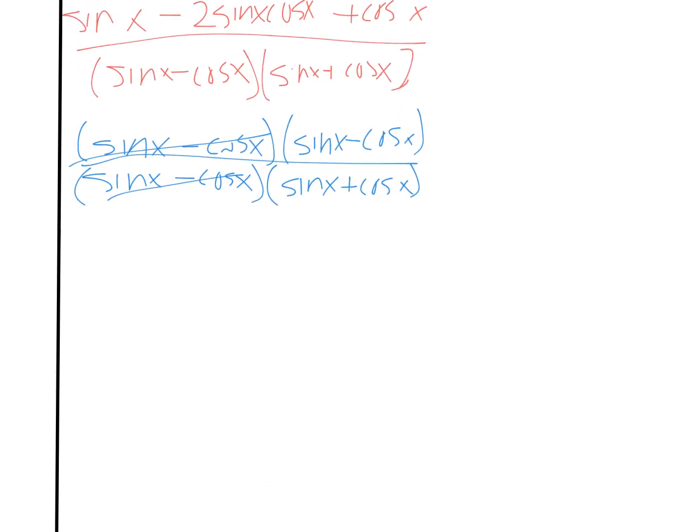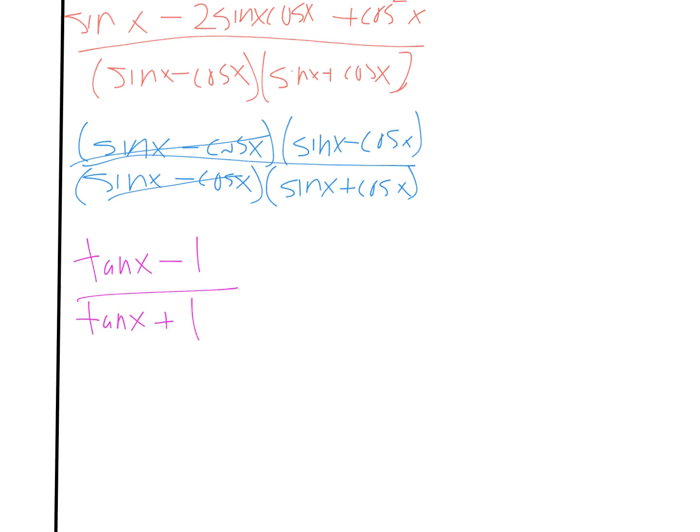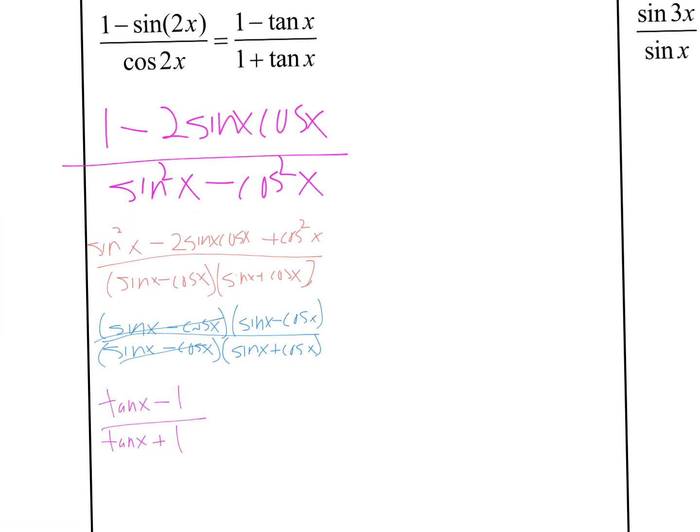So if I divide everyone by cosine, sine over cosine is tangent. Cosine over cosine is 1. Sine over cosine is tangent. Cosine over cosine is 1. So that's tangent minus 1, 1 plus tangent.